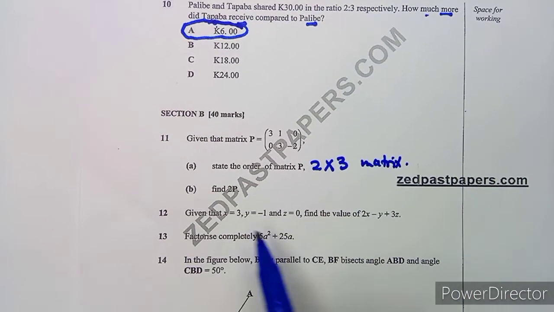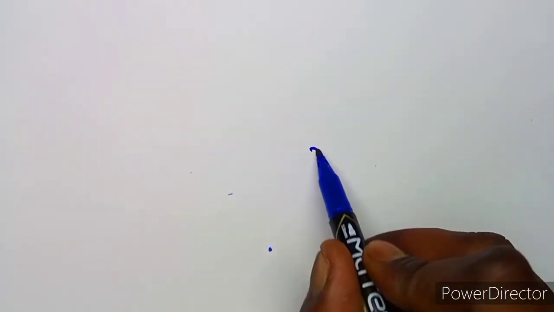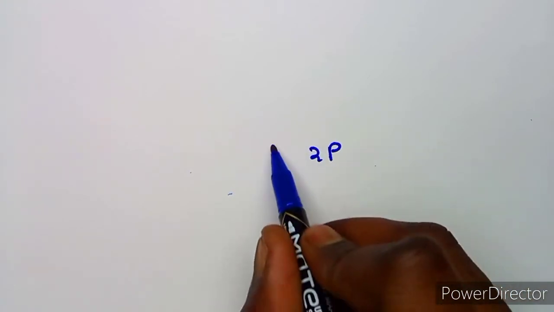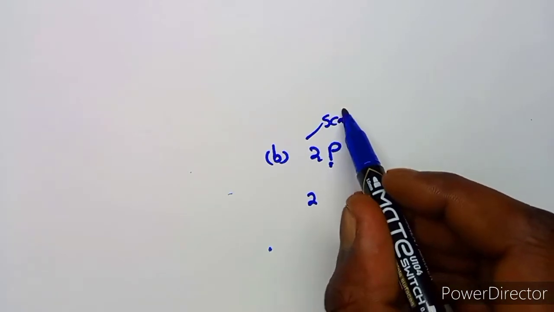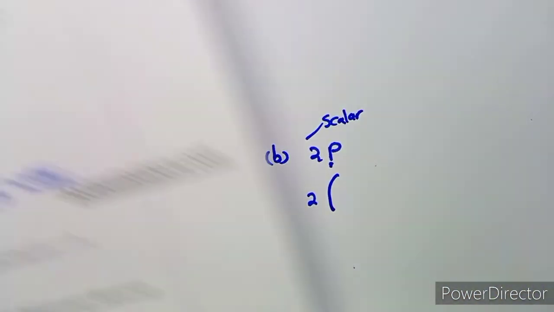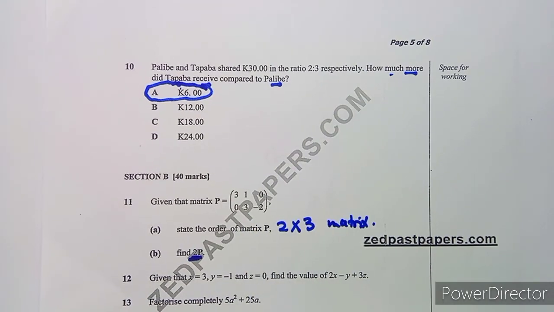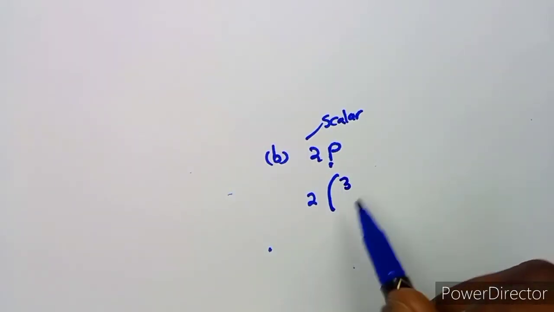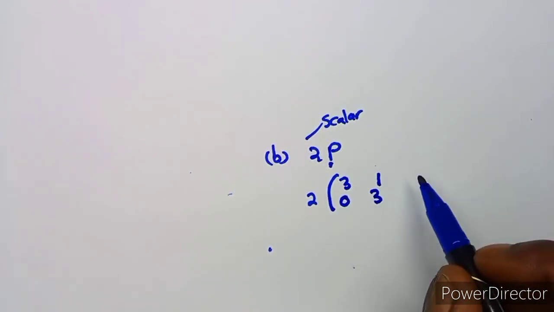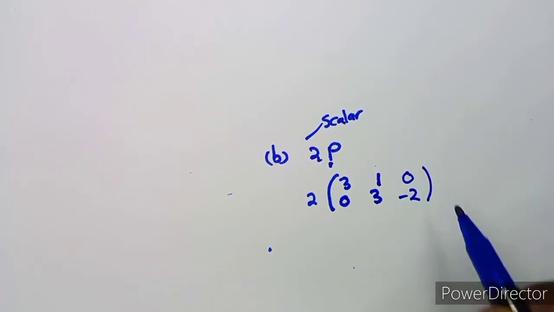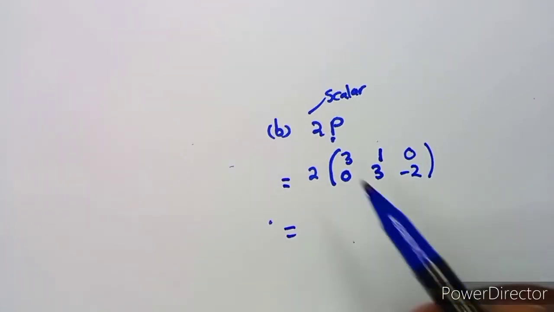All right. Find 2P. What does 2P mean? 2P is 2 times matrix P, and this P is a matrix. So 2 is a scalar. Remember, this 2 is a scalar, a number that multiplies everything you're given inside the matrix. It can be a matrix, it can be a vector quantity, but in this case we are representing it in a matrix. So simply multiply each and every term by 2.